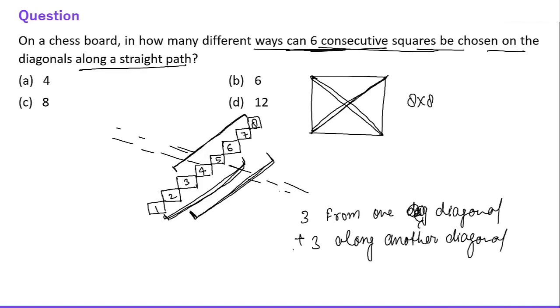So total 6. Okay. 6 consecutive squares we can choose. Okay, everyone. Fine. Clear? All right. This is a simple question, provided you have good knowledge of the chessboard, right? All right. Now let's move to the other one.